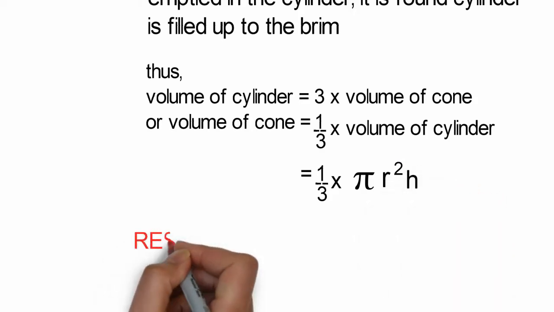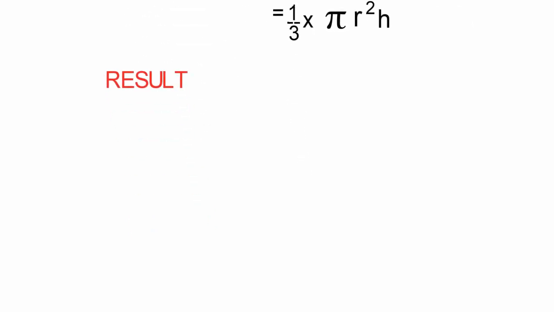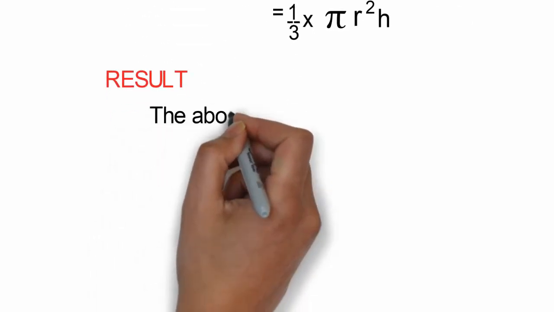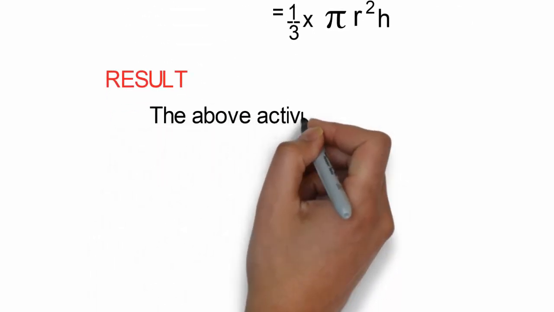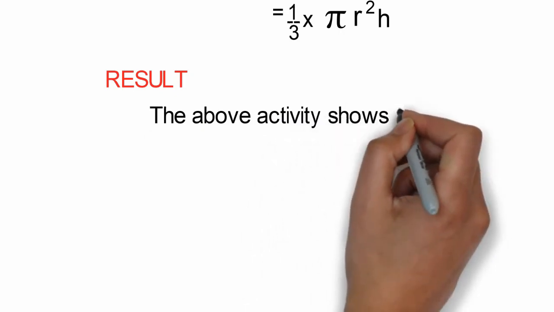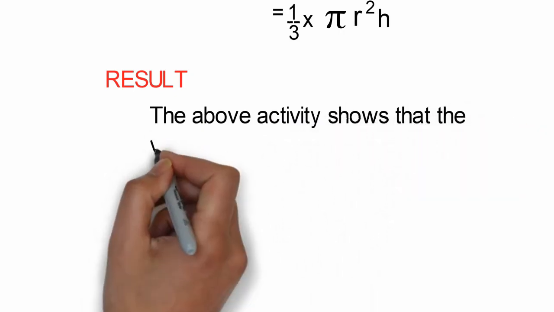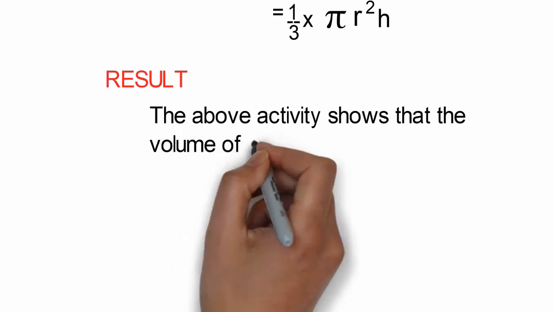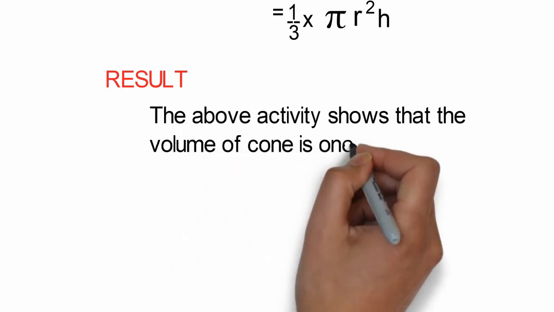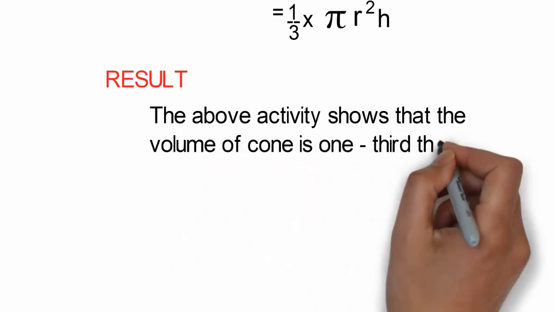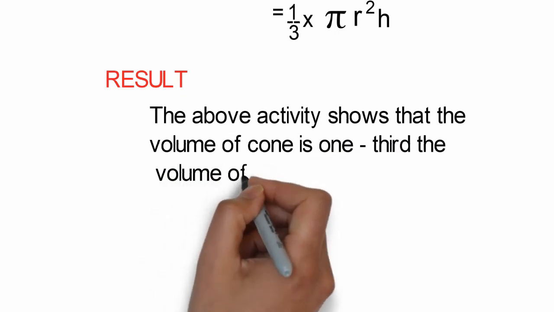So here is the result. The above activity shows that the volume of a cone is 1/3 the volume of a cylinder.